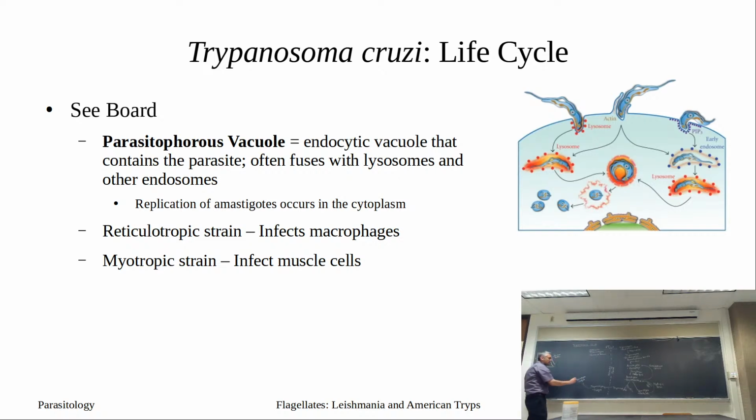Mid-gut. And here, our epimastigote will be replicated by binary fission. Some of these epimastigotes then will migrate and attach to the epithelial cells of the rectal gland. All right, this is our hind gut.